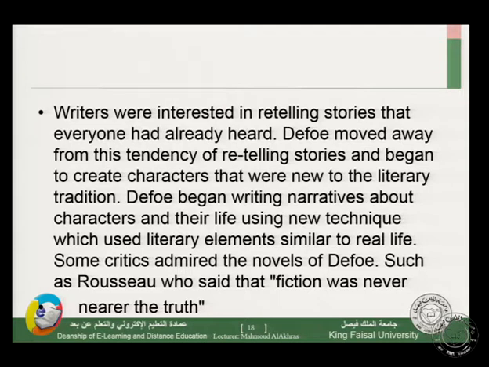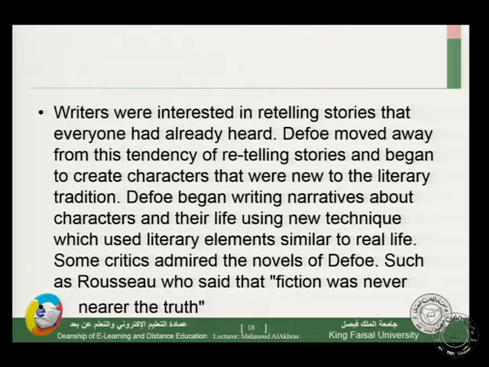Defoe moved away from this tendency of retelling stories and began to create characters that were new to the literary tradition. He began to create a new form of literature, and he created new characters to introduce in the novel. Defoe began writing narratives about characters and their life using a new technique which used literary elements similar to real life.